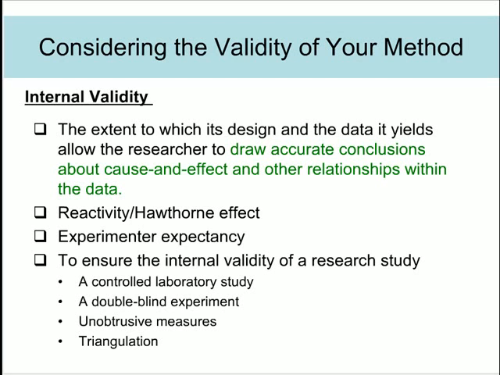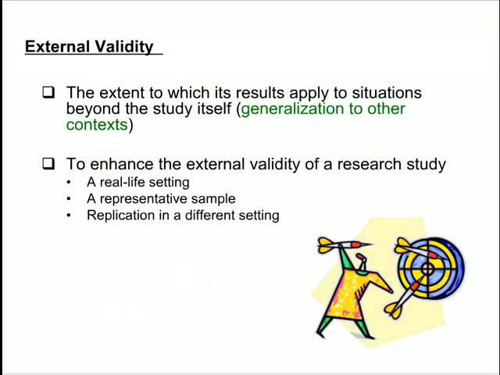And the book talks about other ways to ensure internal validity in a research study, such as a very well-controlled laboratory study, a double-blind experiment, unobtrusive measures, and triangulation. External validity is the extent to which the results that were found in the research apply to situations beyond the study itself. That is, do the results generalize to other contexts?